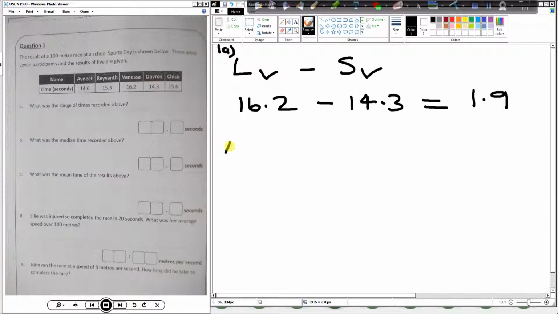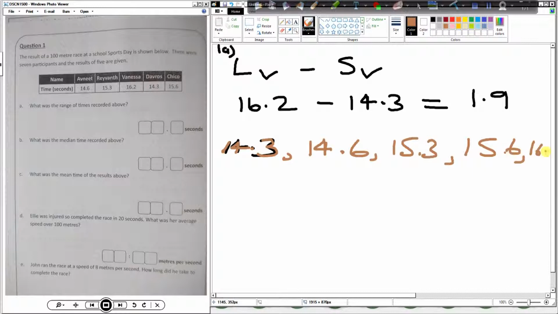14.3, then 14.6, then 15.3, then 15.6, and last but not least 16.2. And the median is 15.3. So the median one is the 15.3.